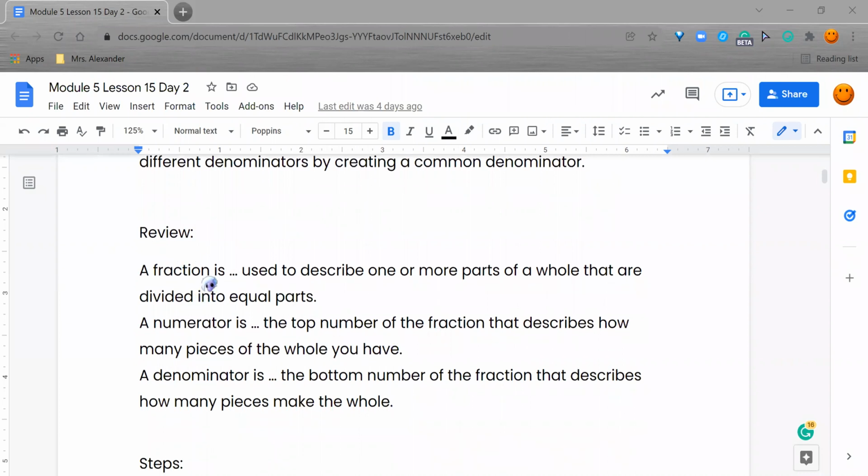Here is our review. A fraction is, a numerator is, and a denominator is. Hopefully you answered these as I went through this. If not, just pause the video and read what a fraction is, read what a numerator is, and read what a denominator is. Here we go, you guys.